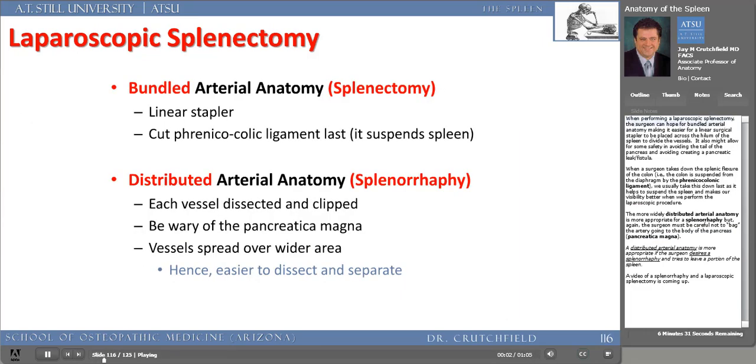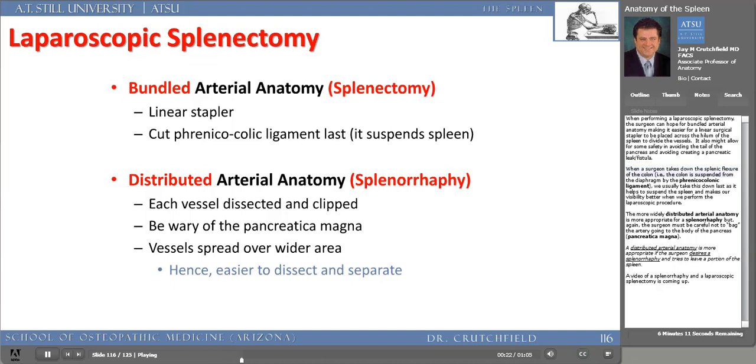When performing a laparoscopic splenectomy, the surgeon can hope for bundled arterial anatomy. That might make it easier for a linear stapler to be placed across the hilum to divide the vessels. It also will allow for some safety in dividing the tail of the pancreas to avoid a pancreatic fistula.